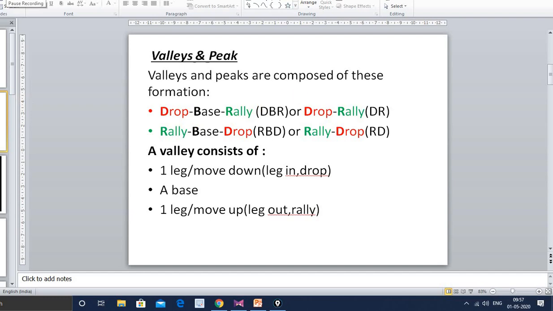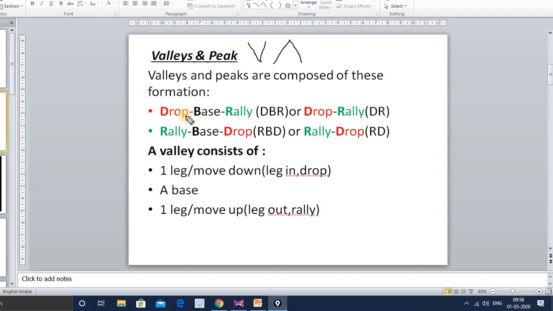So valleys are V shape and peaks are mountain shape or like an inverted V. So there are mainly two types. See, valley and peak, they are mainly used for drawing supply and demand range at extremes. Okay, and they're used for drawing trend lines, which we'll cover later in the chapter.